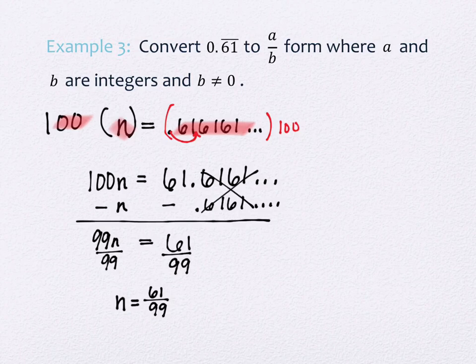Okay, so what is 6 plus 1? 7. Does 7 divide by 3? Then neither does 61. Does 6 plus 1, 7, divide by 9? Then neither does 61. But you can see that it will work on the bottom. 9 plus 9 is 18. Does 18 divide by 3? Yes. Then so does 99. Does 18 divide by 9? Yes. Then so does 99. Okay, so that's the trick for 3s and 9s.